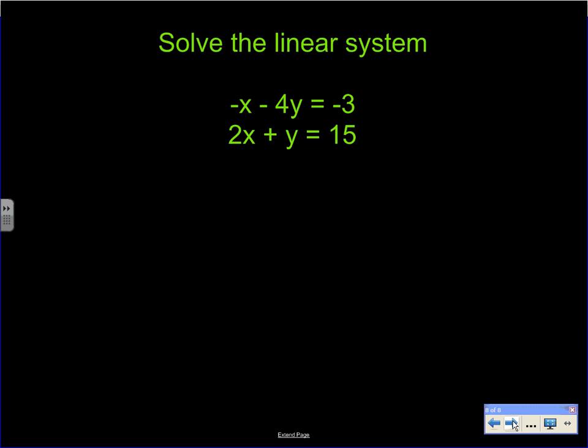I hope you've taken some thought to try and figure out which variable you want to get by itself. In the top equation, you have -x, which is a good one to work with. You have -1 in front of x. Or in the bottom one, you have a positive y, which is the one I want to work with. So in order to get y by itself, we subtract 2x from both sides. So y is equal to -2x plus 15.